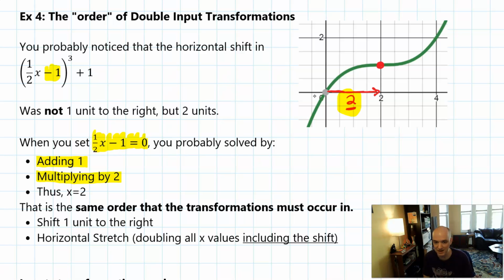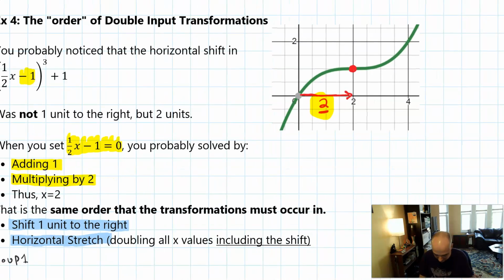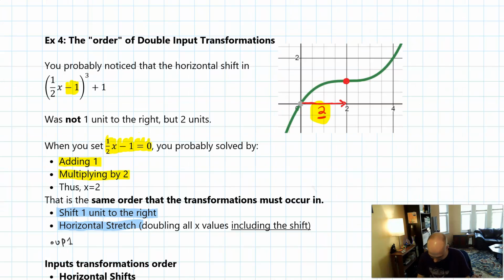So if I'm thinking about this as a sequence of multiple transformations, to get the correct end result, I would first have to shift 1 unit to the right, then do a horizontal stretch, which doubles all the x values, and then only in the end would I go do that up 1 shift, which again doesn't really matter here. Let me carry out those transformations over on the side here.